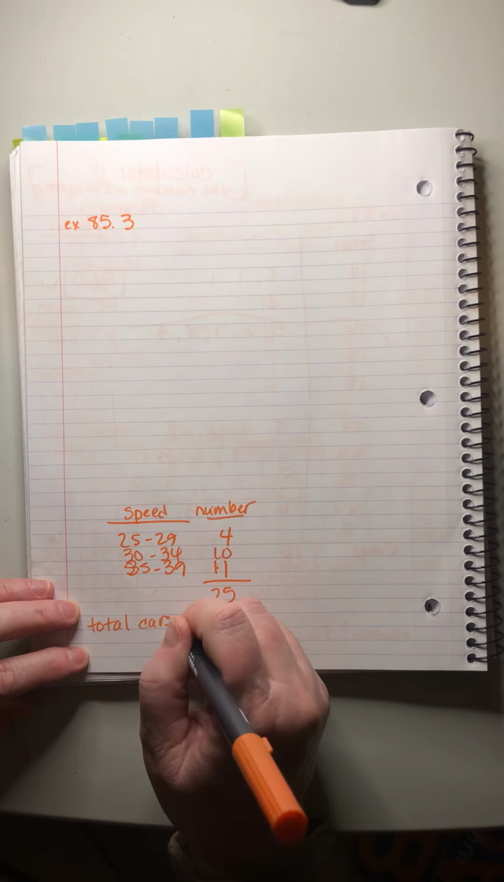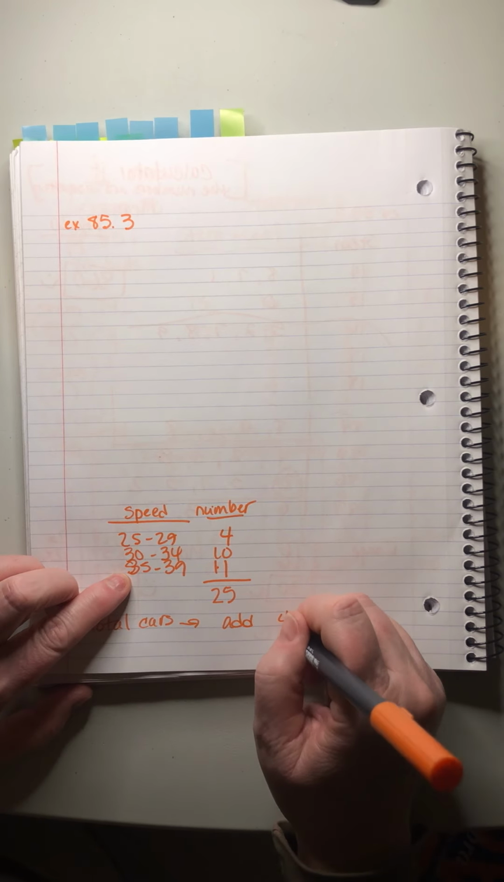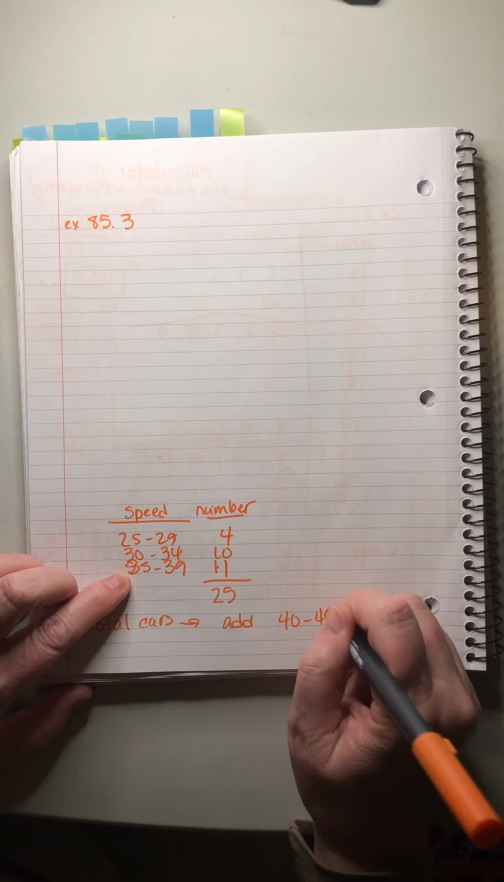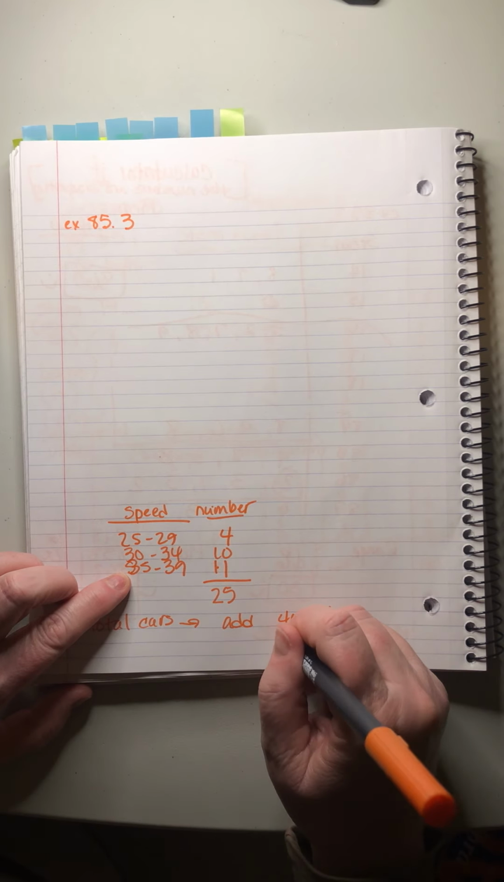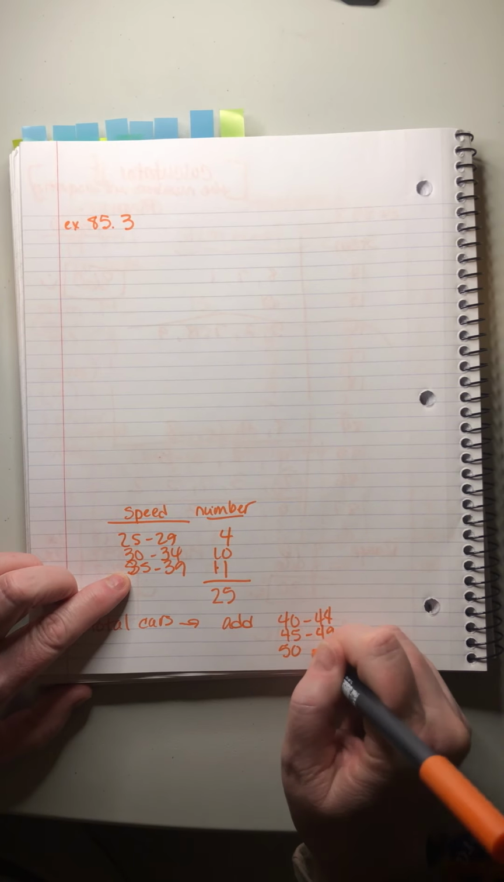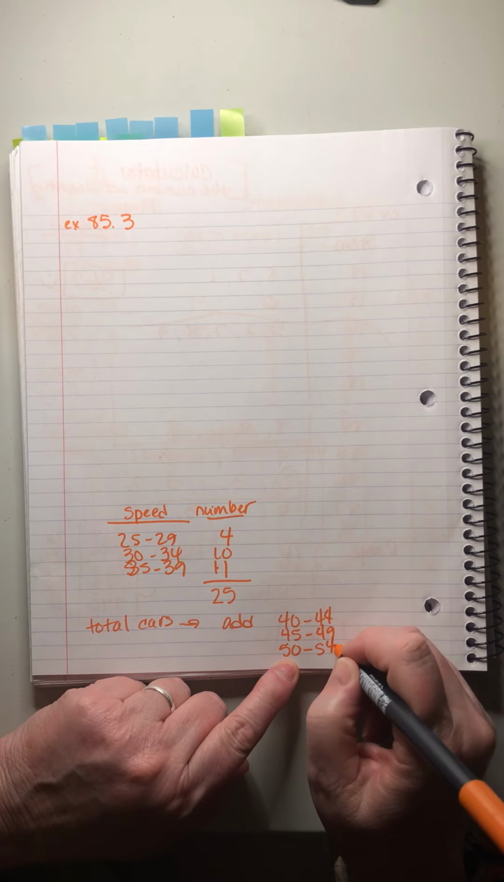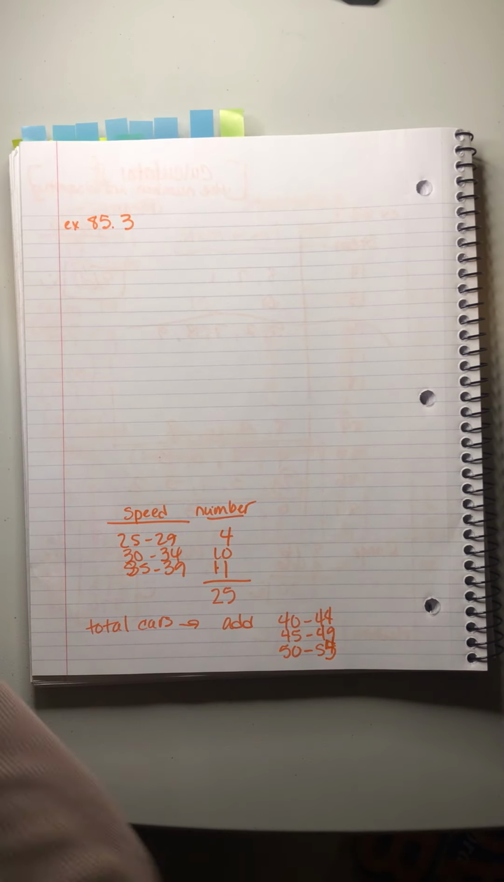So that means we have to add the groups that were going from 40 to 44 and from 45 to 49 and from 50 to 54, and then it goes all the way up to 55. It stops. Okay, I'll show you.